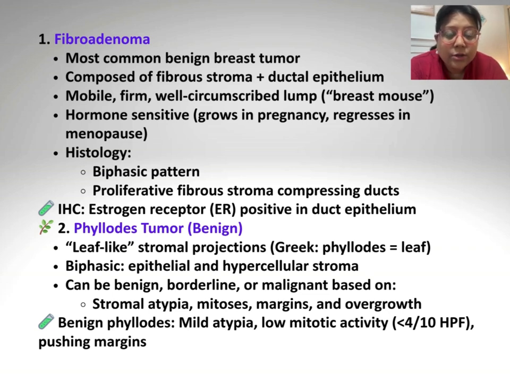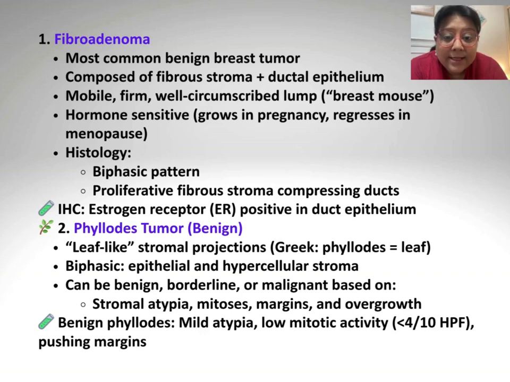So, let's talk about the most common benign breast tumor, which is fibroadenoma. It's composed of fibrous stroma and ductal epithelium. It's a biphasic tumor. It is a mobile, firm, well circumscribed lump on palpation, also known as a breast mouse. It is hormone sensitive, grows in pregnancy and regresses in menopause.